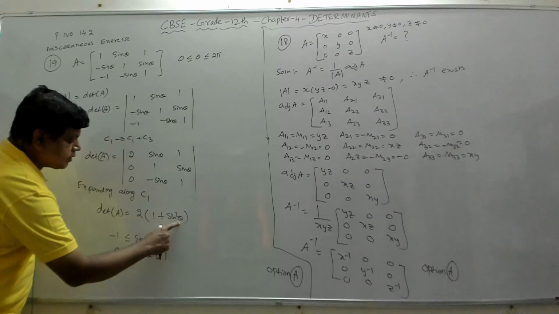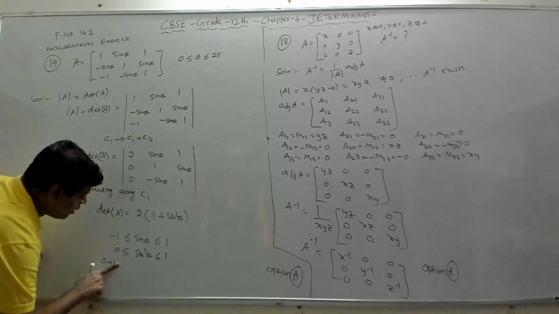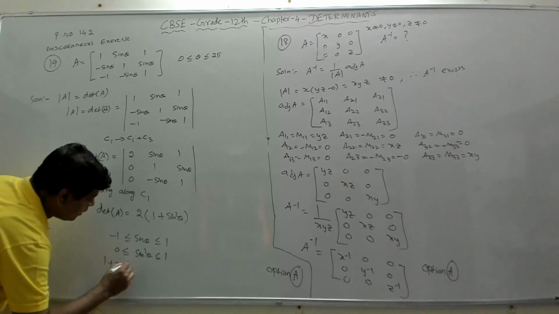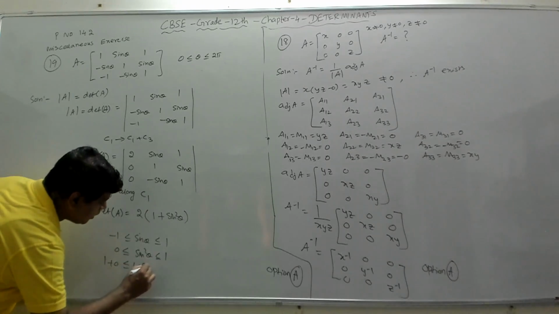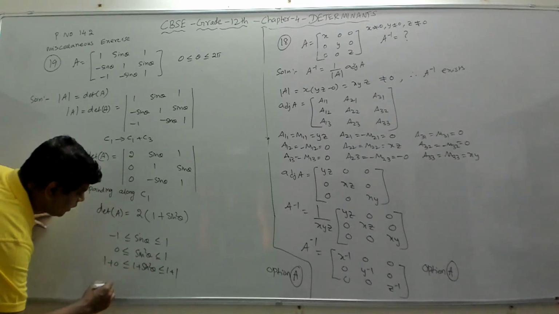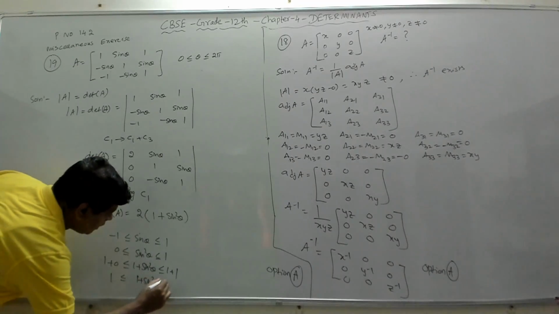Now we need 1 plus sine square theta. So I am going to add 1 on both sides. So 0 plus 1, or I put 1 everywhere. I am going to add 1 throughout. So 1 plus 0 less than or equal to 1 plus sine square theta less than or equal to 1 plus 1. Then what do we get? We get 1 less than or equal to 1 plus sine square theta less than or equal to 2.